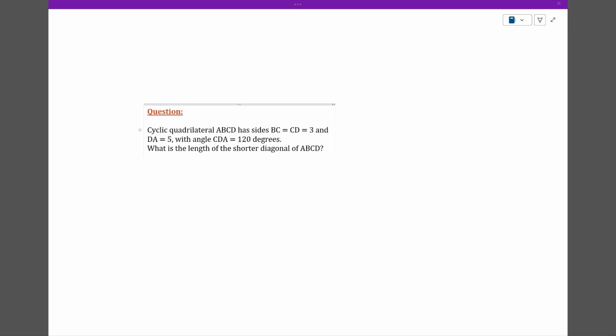Cyclic quadrilateral ABCD has sides AB equal to CD equal to 3 and side DA equal to 5, with angle CDA equal to 120 degrees. What is the length of the shorter diagonal of ABCD?